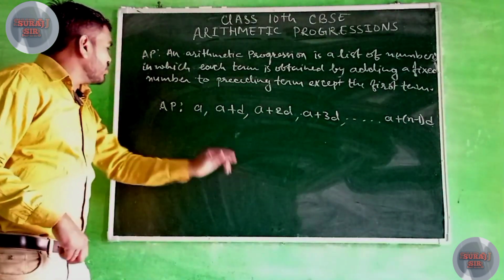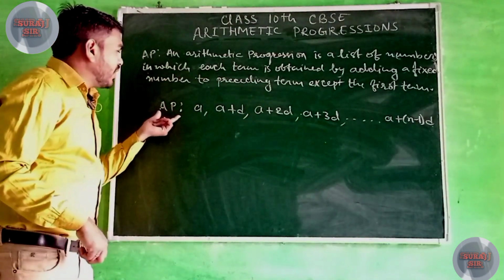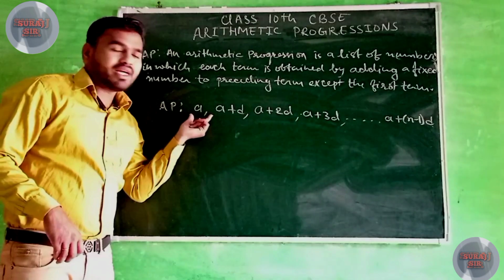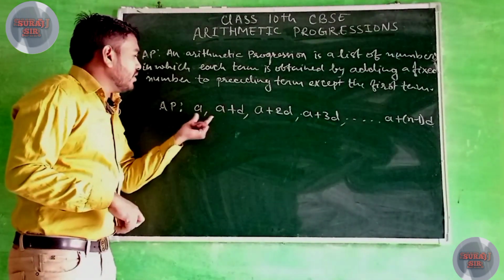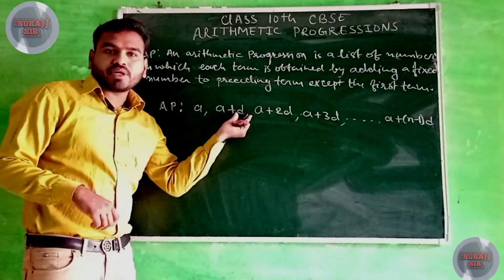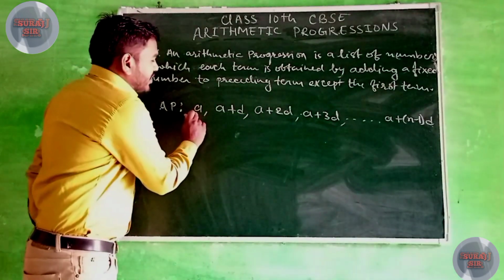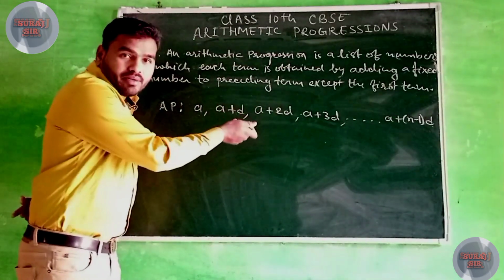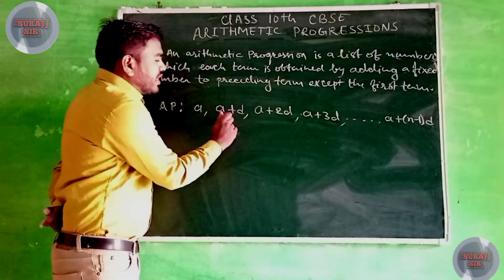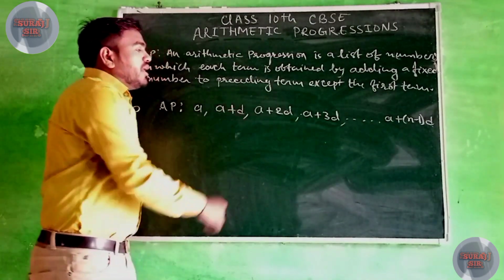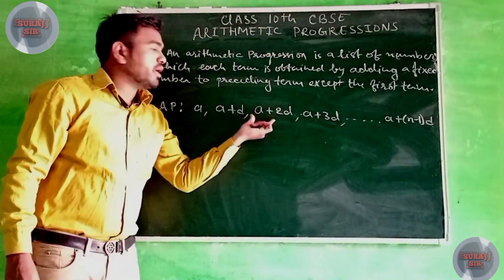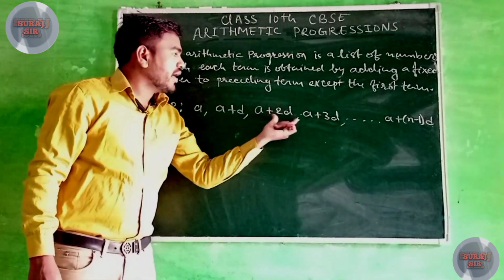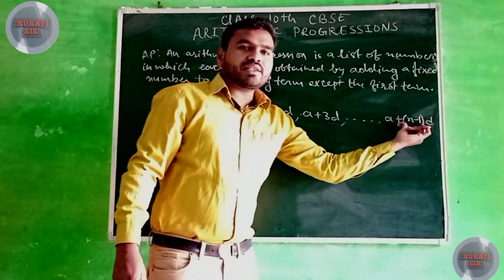Okay, suppose in the AP, A is the first term. This is the general form of the AP. A is the first term. We are adding D as a fixed number. So adding D to A gives the second term. A is the first term, the second term is A plus D. Similarly, when we add D to the second term, we get A plus 2D, and so on for the nth term.